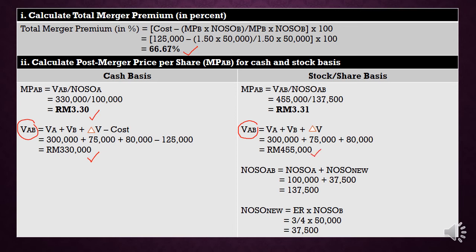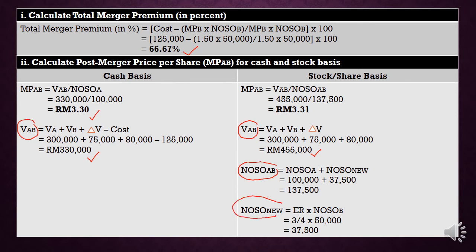455,000. And then after you calculate VAB, next you should calculate NOSO AB, which is the number of shares outstanding for the post-merger and stock basis. The formula is NOSO A plus NOSO new. Based on this formula, before you start calculating NOSO AB, you should calculate NOSO new.